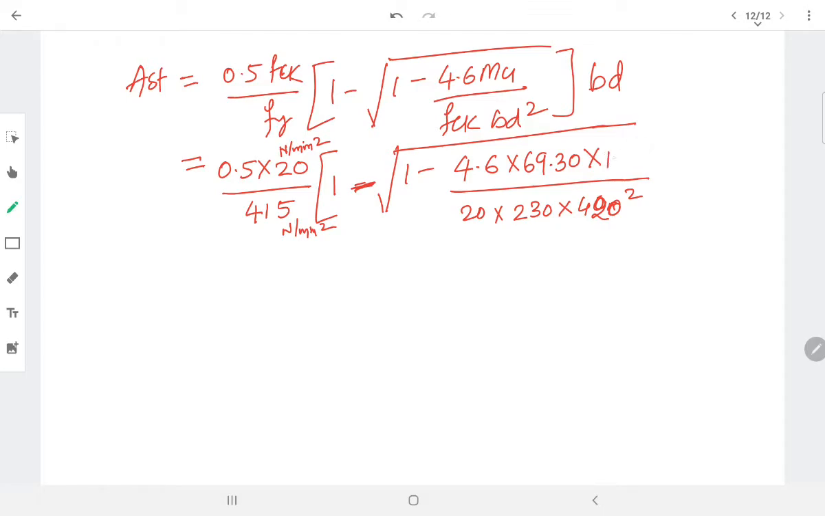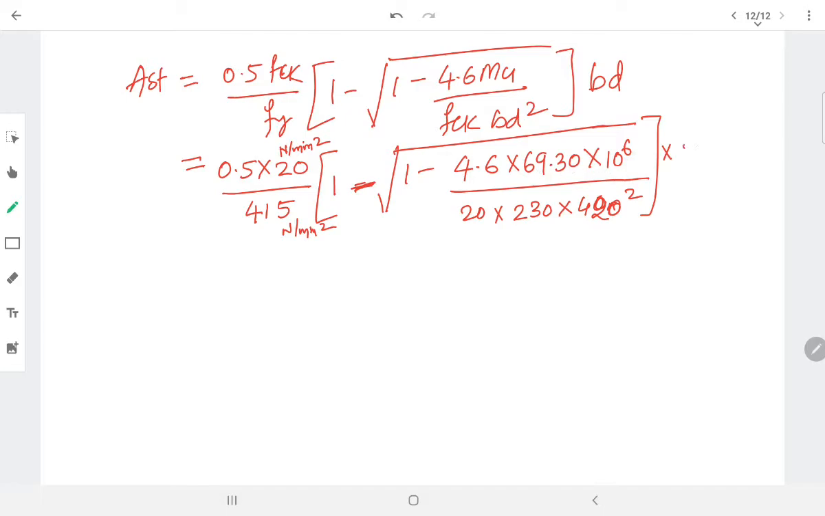Okay, that's why I'll be writing, even though moment is also in Newton and mm. Okay, so for 69.30 kilonewton meter, when you convert kilonewton into Newton, we'll multiply with 10 to the power of 3, and when you convert meter into mm, again we'll multiply with 10 to the power of 3. That means total it is 10 to the power of 6. Okay, that's why I have written 69.30 into 10 to the power of 6.